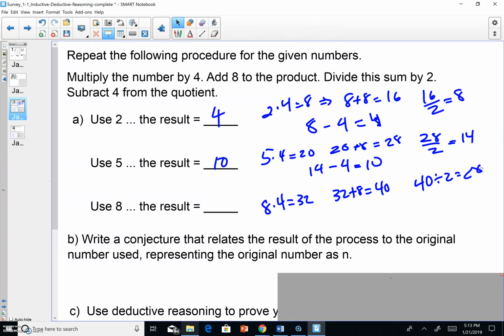Oops, I don't know what happened there. Sorry about that. 20, and then 20 minus 4 would give me 16.